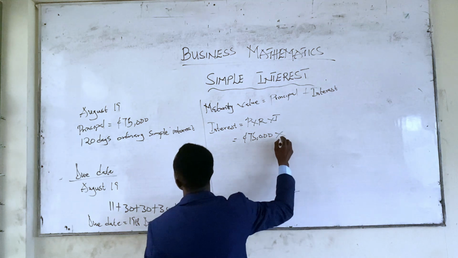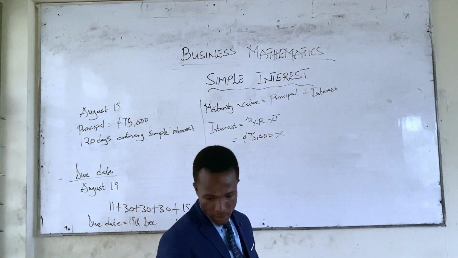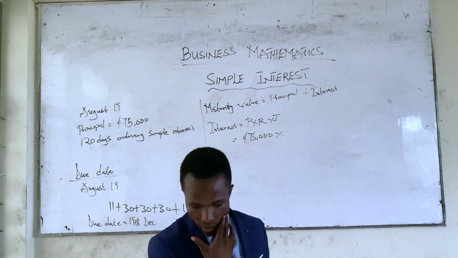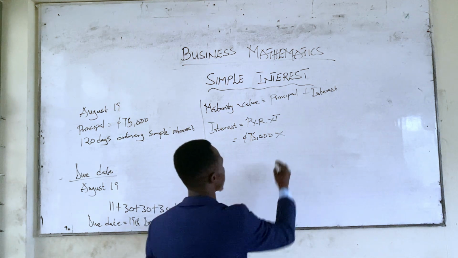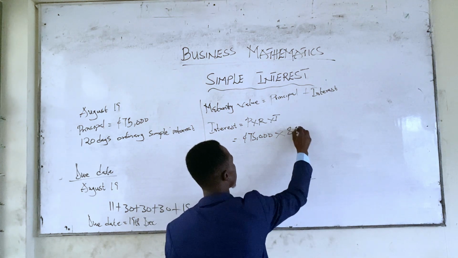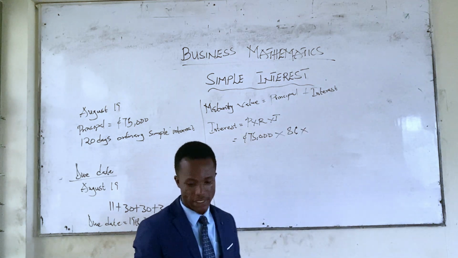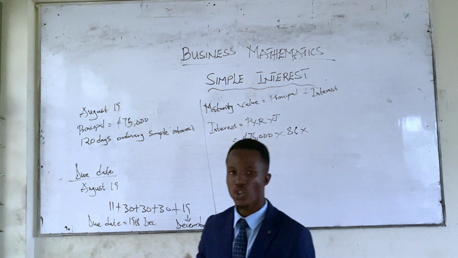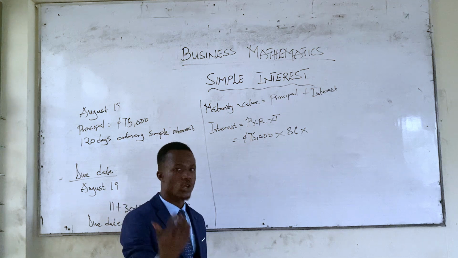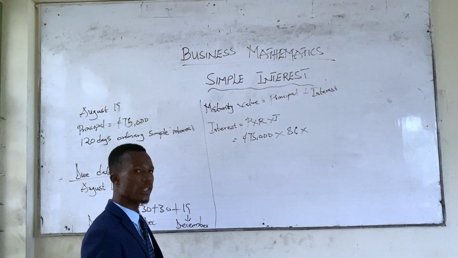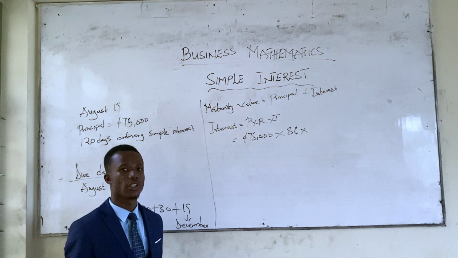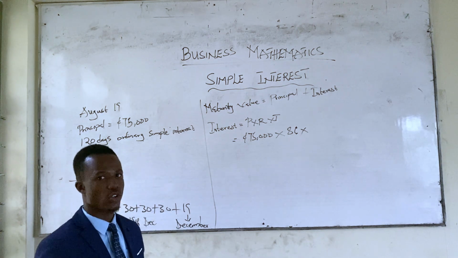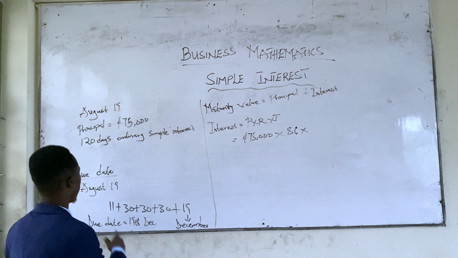The rate given is a simple interest rate of 8%. So we're given 8%. And don't forget the time. They said ordinary simple interest. And don't forget that I said it is going to be 30/360 if it is simple interest. If it is not specified, just use ordinary simple interest, unless specified.